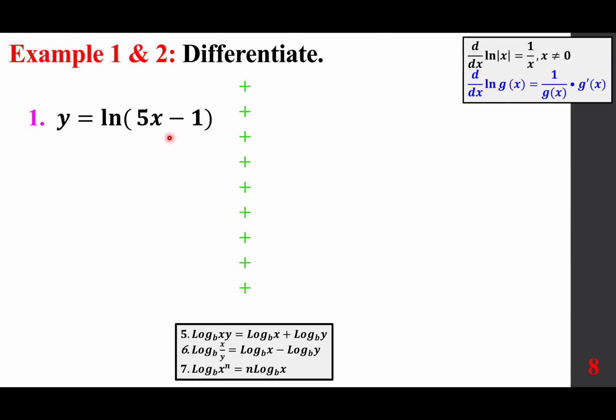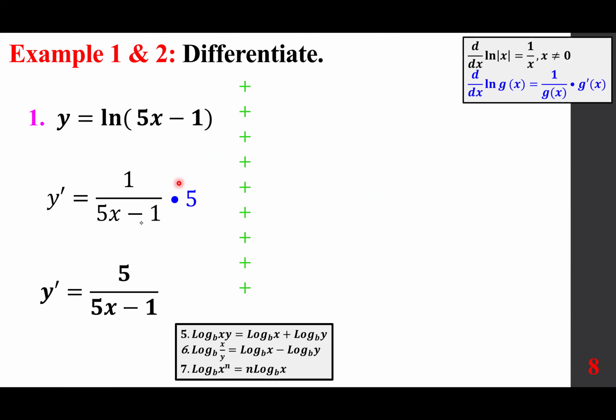Just flip that over: 1 over 5x minus 1. By the chain rule, we need its derivative, which is 5. And we just rewrite y prime as 5 over 5x minus 1, and we are done.